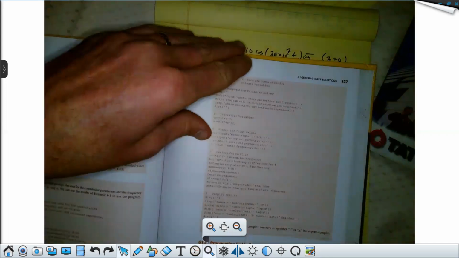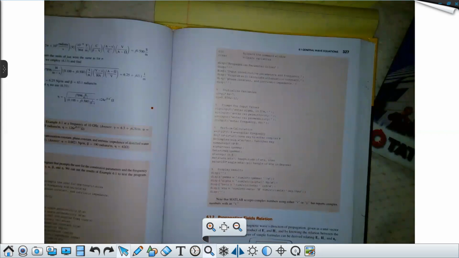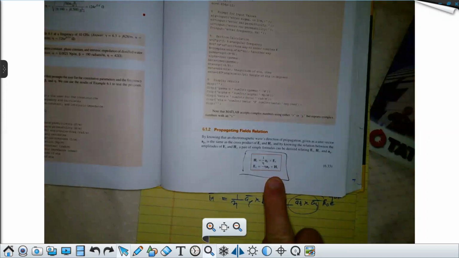I'm going to give you some more. This is the thing that will save you a lot. Let me get rid of this thing. See those things I circled right here? Both of these two things require you have a direction of propagation. Remember how I showed you to calculate it, okay?